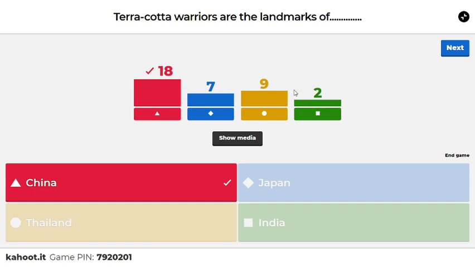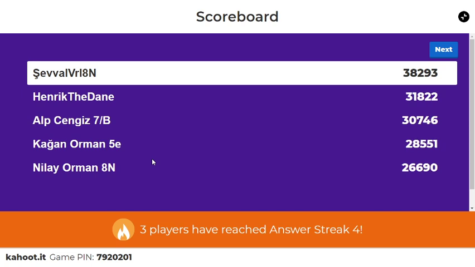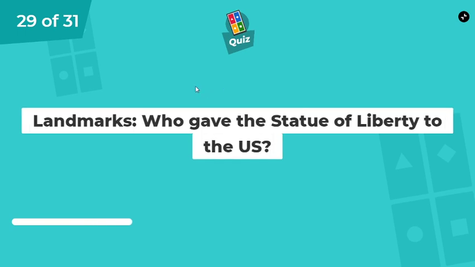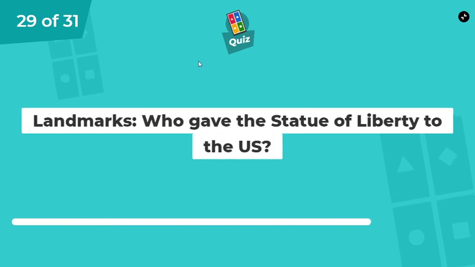Okay, 18 people knew the correct answer. They are from China though. They also remind me of Thailand. But anyways. Şevval is number 1, Henrik is number 2, Alp is number 3, Kaan is number 4, and Nilay is number 5. And 3 players have reached answer streak of 4 and they started their fire again. Congratulations! Here we go with the 29th question.